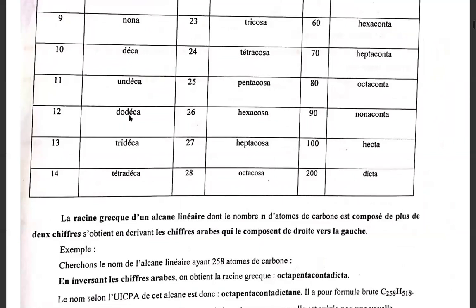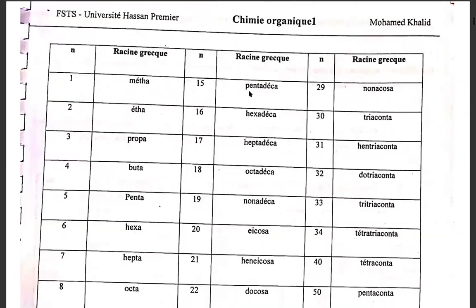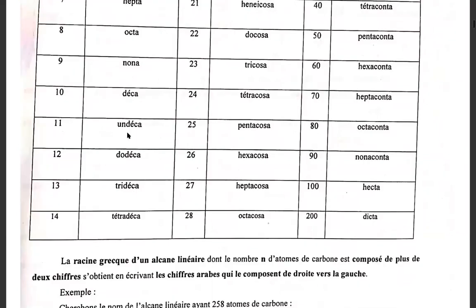For 2, it becomes di instead of do. For 3, it becomes tri. For 4, it becomes tetra. For 5, it becomes penta. For 6, hexa. For 7, it becomes hepta. For 8, octa. For 9, it becomes nona. Now for 10, it becomes deca, and so on.